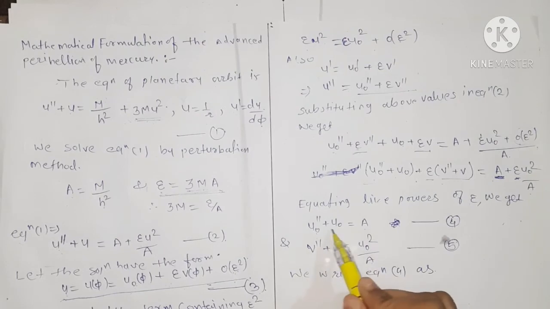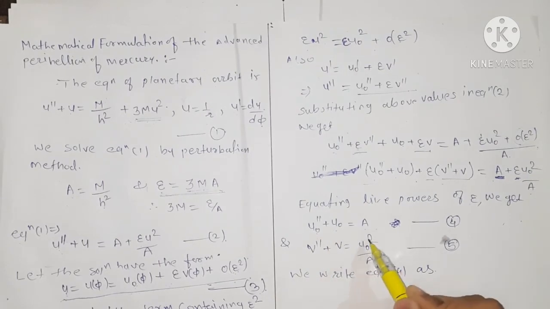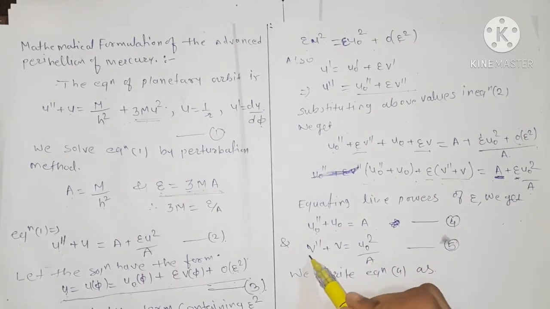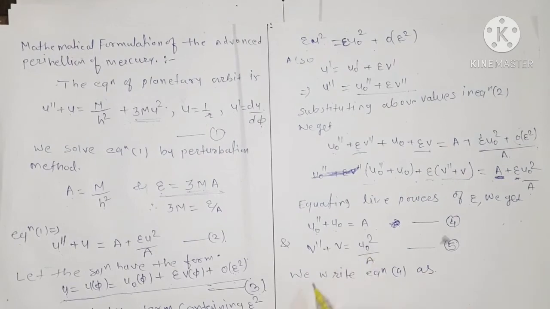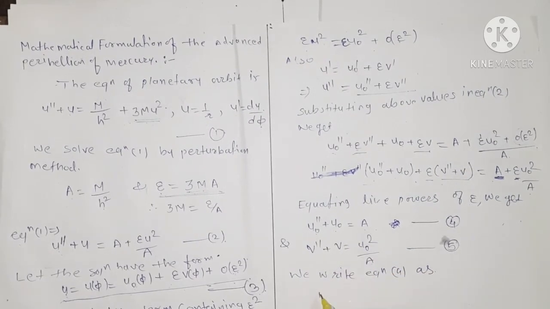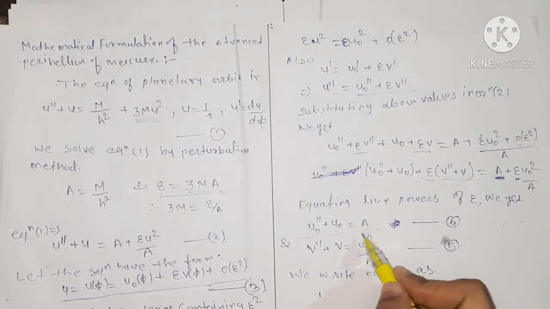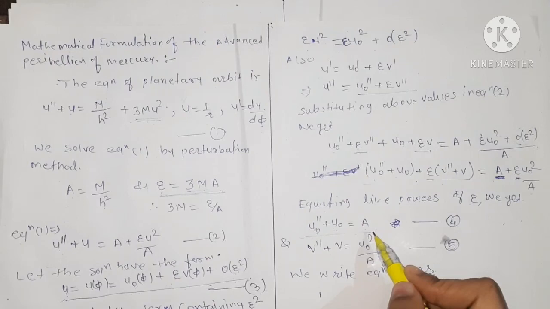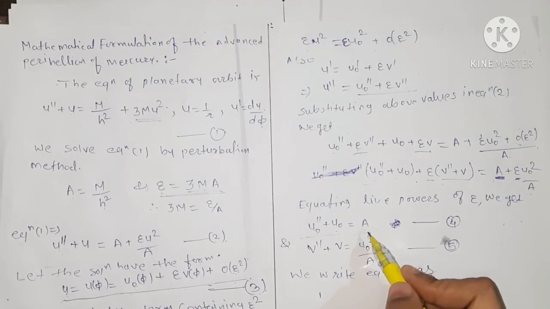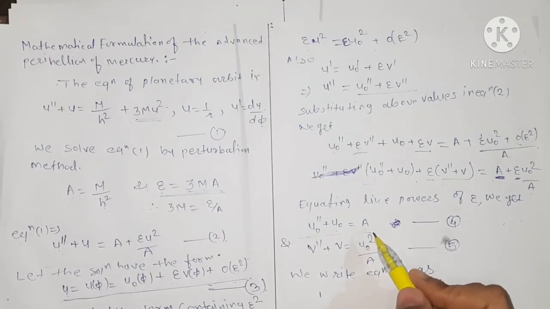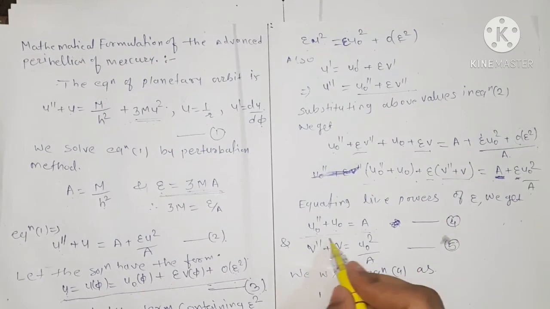So we can first find the value of u0 from this equation and substitute it in equation 5, and then solve the equation for v double dash plus v, right? So we write equation 4 as, that is, we have to solve this equation, and the differential equation is solved by finding the particular integral and the complementary function.